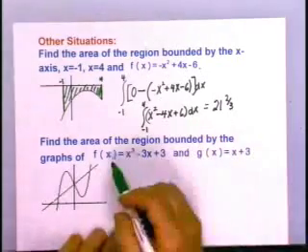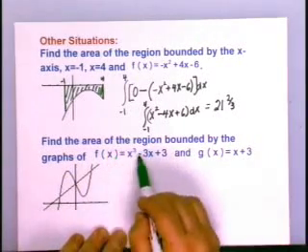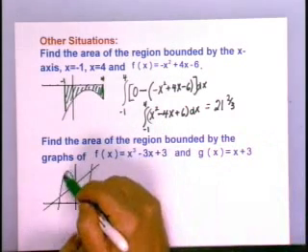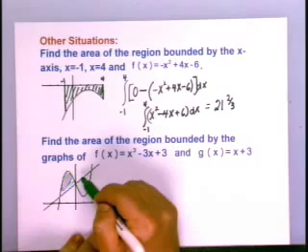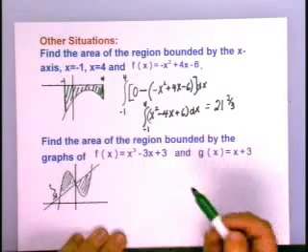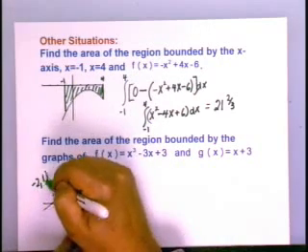In the second situation, we want to find the area of the region bounded by this cubic function f of x and the linear function x plus 3. Notice that this bounded region is in two pieces. So our first job would be to use our calculator, graph the two functions, and find these points of intersection.